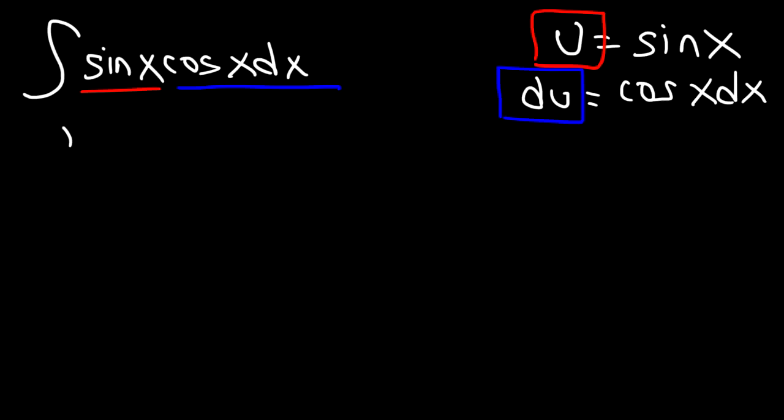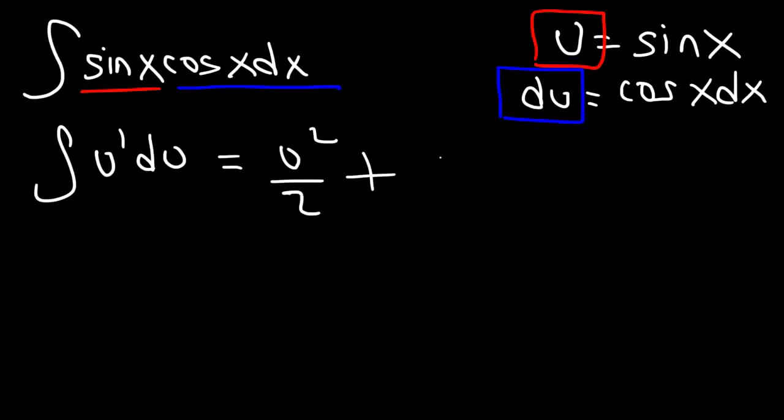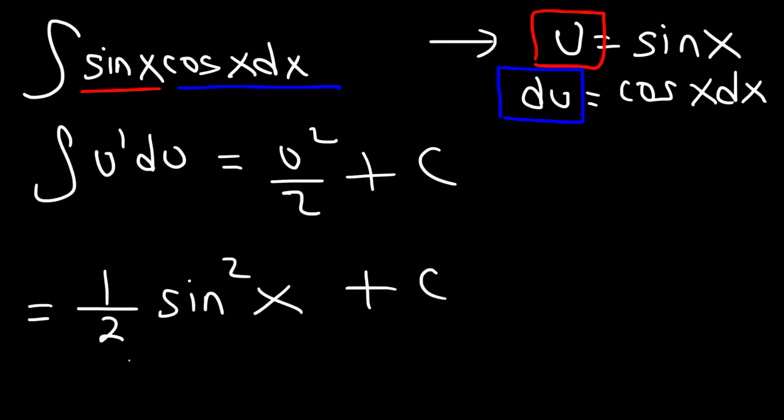So this becomes the integral of u du. Using the power rule, this is going to be u to the second power divided by 2 plus some constant c. And then now we need to replace u with sin x. So the answer is going to be 1/2 sine squared x plus c. So this is just one of the three ways in which we can represent the answer.